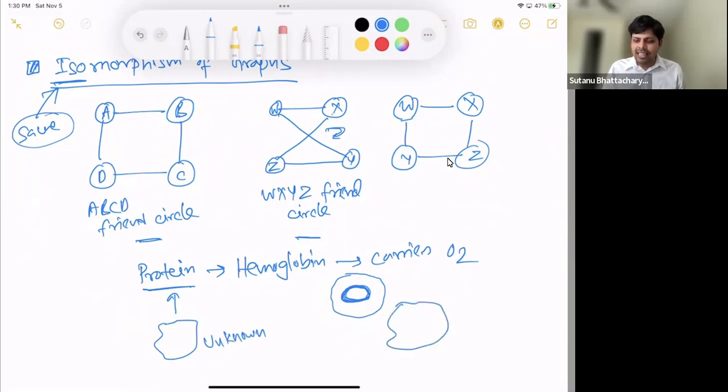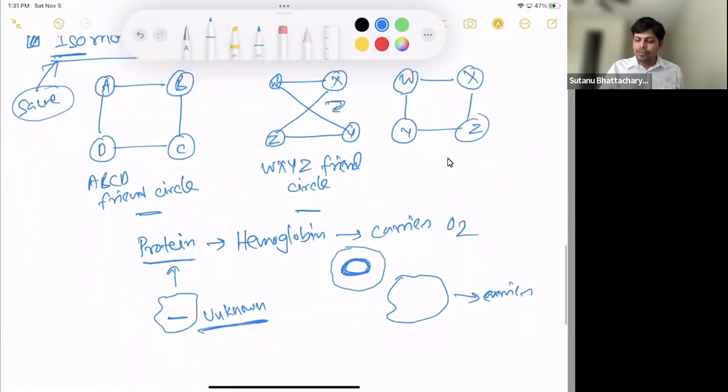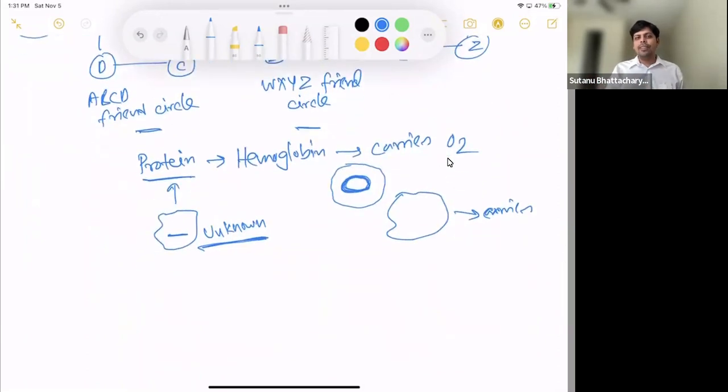It looks identical, and you know it carries oxygen. So your goal would be to find a match. If you can find a known match, then you will come to know how this unknown protein will work. So this is one application area where you can find that isomorphic graph. This is an unknown graph. You will try to find an isomorphic graph which is known to you, so that you can extract information from that known graph. So this is one area where it is applicable.